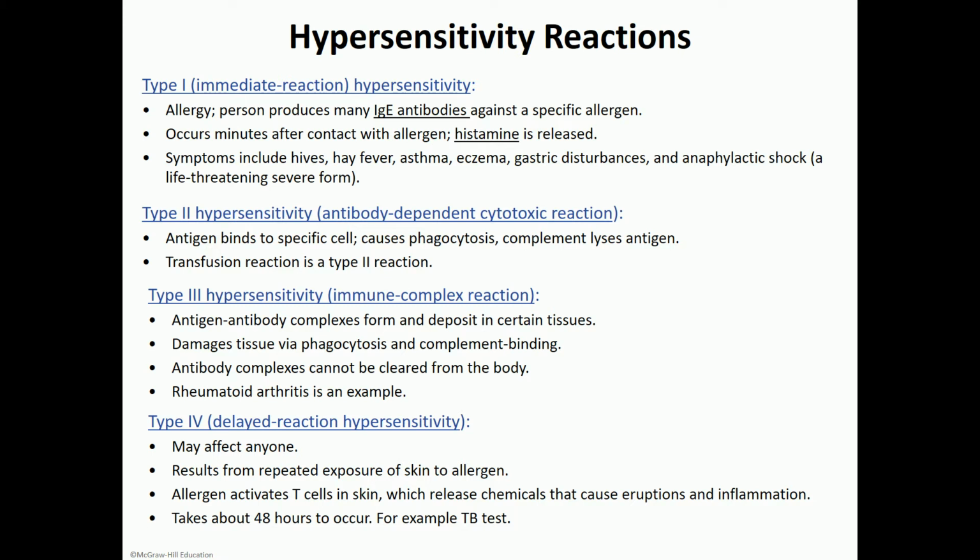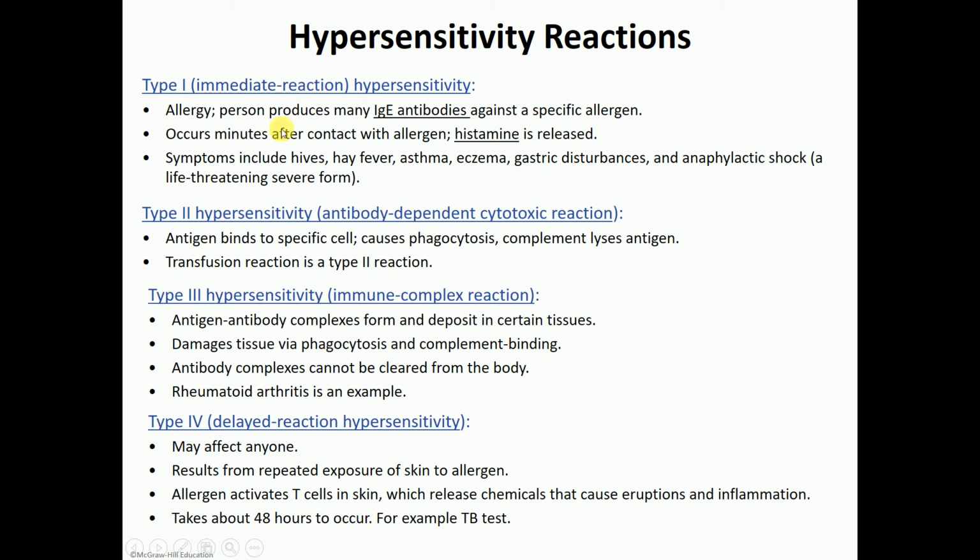Type 1, or the immediate reaction hypersensitivity, is kind of like your default allergy. So when somebody says that they're, say, allergic to peanuts, they're talking about this type 1 immediate reaction hypersensitivity. And it's an immediate response to the exposure to that allergen. An allergen is anything that can generate or cause an allergic response.